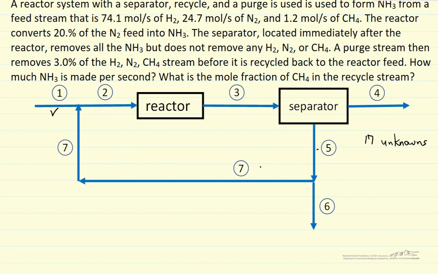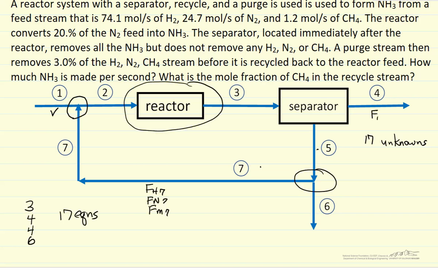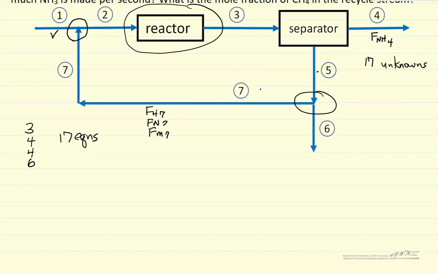Since we have 17 unknowns, we have to have 17 equations. Flow rate of ammonia is indicated by NH at 4. So let's look at what these equations are. Let's look at the mixing point. There the mass balance would be flow rate of hydrogen at 1 plus flow rate of hydrogen at 7 equals the flow rate of hydrogen at 2. Now, equivalent equations for the other components. Let me pause and write those down.